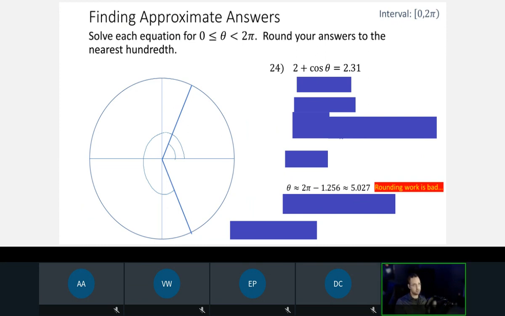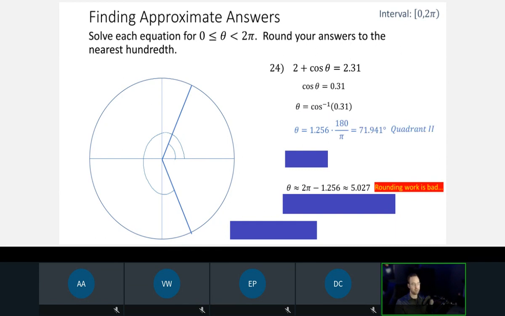All right. So subtract 2 from both sides. That's a given. Arc cosine both sides. We get this. And then I'm asking you, what angle do we get when x is a positive number? Well, x is positive in quadrants number 1 and 4, so that's why I drew those 2 lines. And then just to type it in, you hit enter, you get that angle in radians. Degrees, it's 71.941 degrees. So that's in quadrant 1.